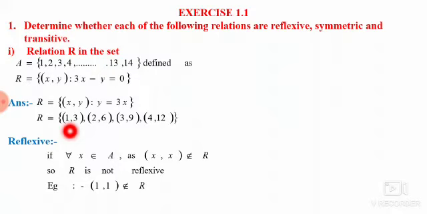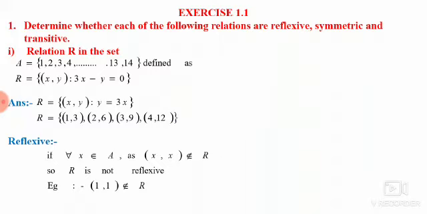Therefore, such relations will be called as symmetric. Suppose if I take 1 comma 3, there is no ordered pair which has the reverse ordered pair of 1 and 3. 3 comma 1 is not there in the relation. Even if I take 2 comma 6, 6 comma 2 is not a member of R. If I take 3 comma 9, 9 comma 3 is not a member of R. Like that 4 comma 12, 12 comma 4 is not there in this relation.